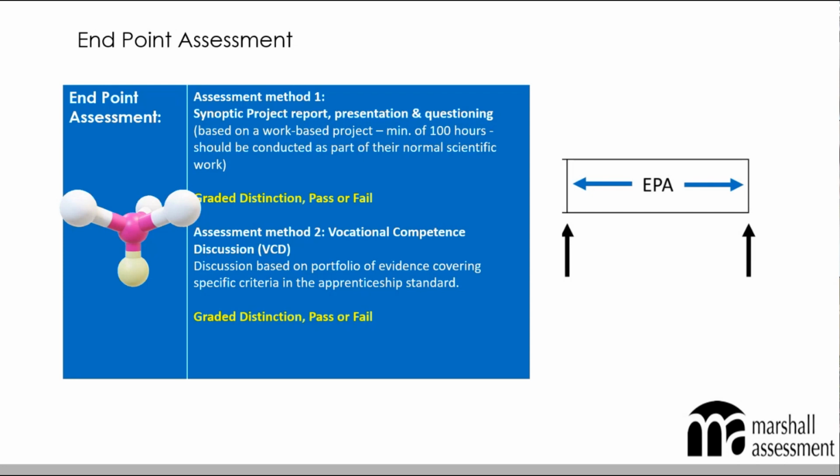And those 8 areas are embedded into the knowledge, skills and behaviors, and it'll be a series of questions and responses from the learner, and again that will be graded distinction, pass or fail. So at the end of the apprenticeship, 2 assessment hurdles. One is project based, one is discussion based. You'll be helping with the project based element.